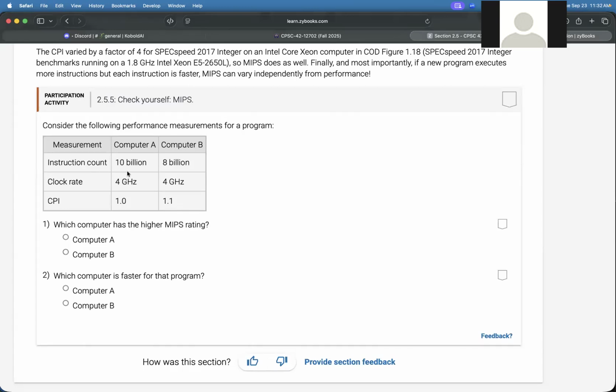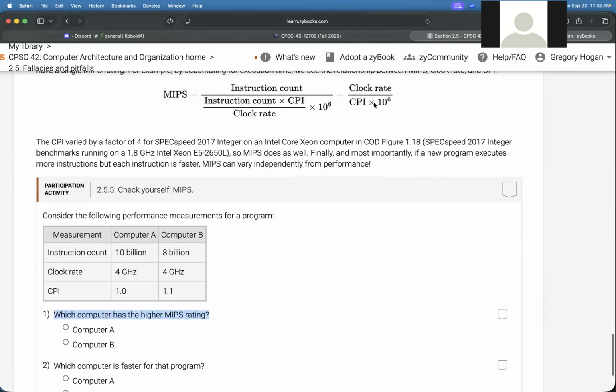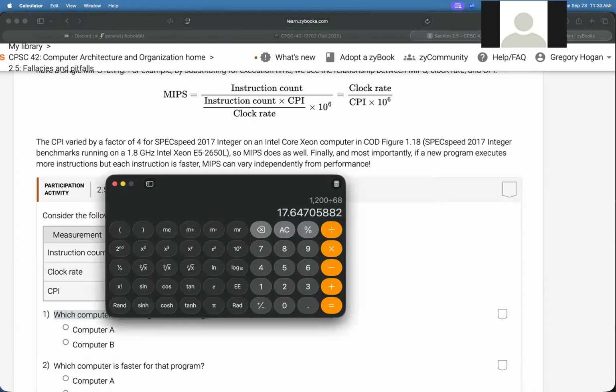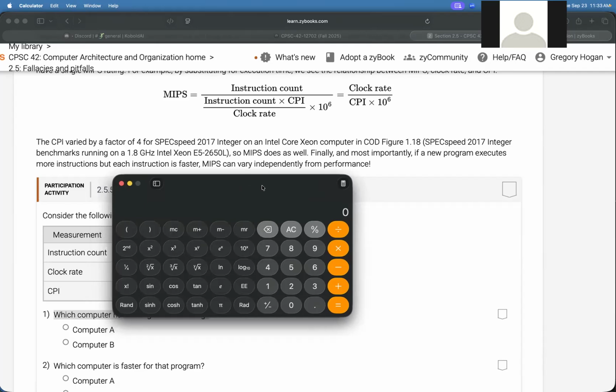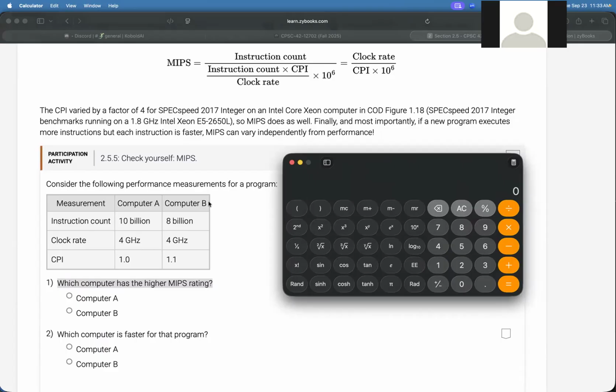Okay. There's nothing really to do here. They're just trying to calculate this. So, when they say which computer has a higher MIPS rating, you have to calculate it using the formula. So it's going to be the clock rate divided by the instructions. Hold on. Times 10 to the sixth. So let's see, we get a calculator. So you'd have to do these to compare the MIPS rating, how many instructions per second they run.